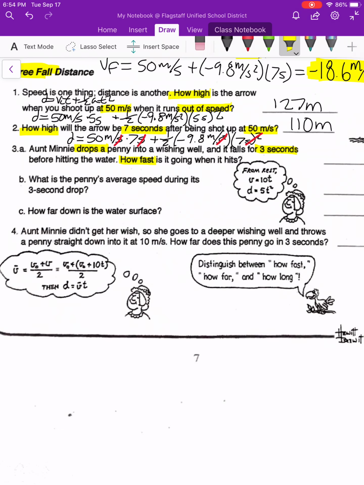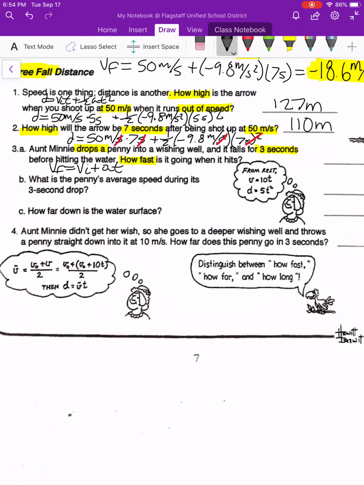Okay? And she dropped it into a wishing well. That means it's in free fall, so I know my acceleration is equal to gravity. So now I know which equation I'm using, right? And we all should know what equation I'm using.